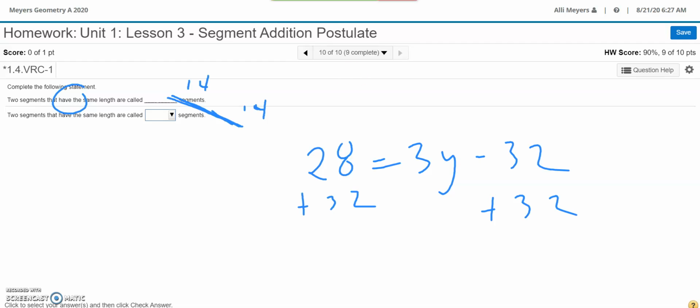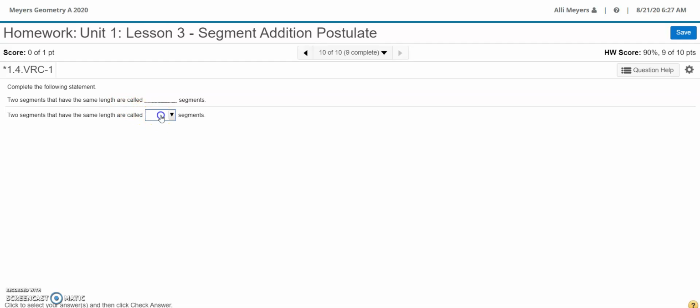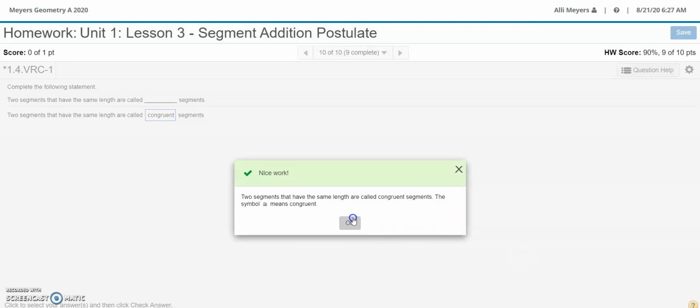All right, last problem. Yay, drop-down menu. 2 segments have the same length. That means that they're congruent. Hopefully that's helpful.